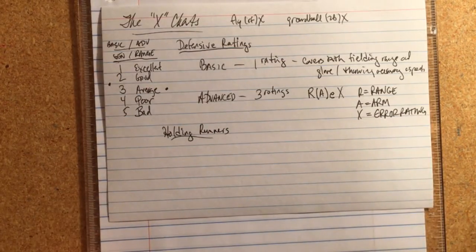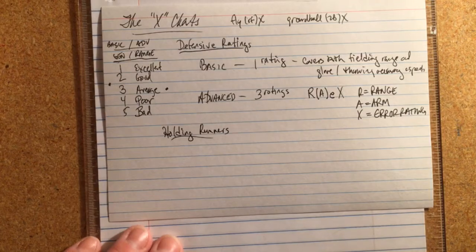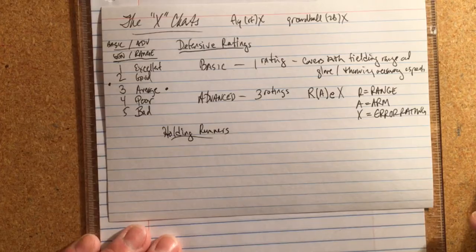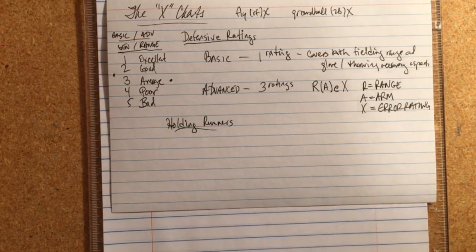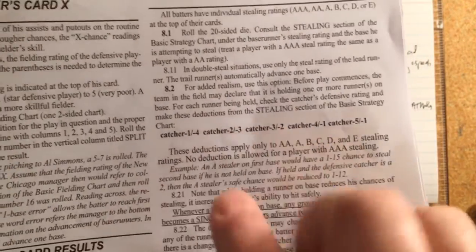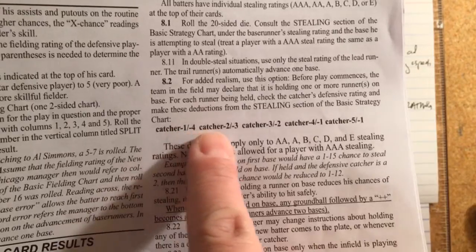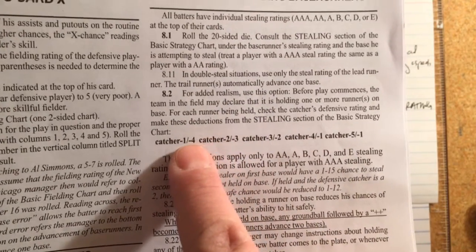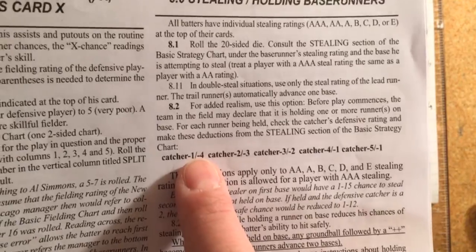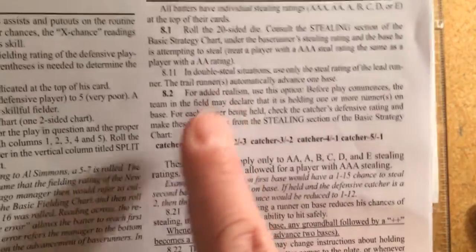We haven't talked about stealing, but one thing that a defense can do to counteract a team with good speed is to hold the runner. In basic, it's a little bit strange because, let me get the rule book and go to the basic rules. You have to decide whether you're going to hold the runner or not, and the hold comes off the catcher rating. To me, it almost doesn't make much sense, but it's the mechanism they give.